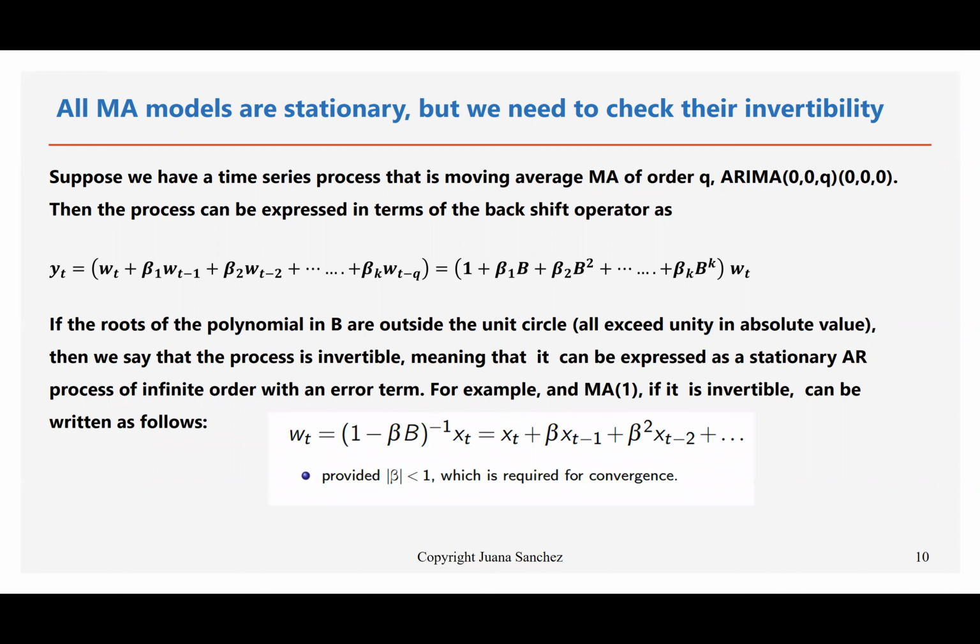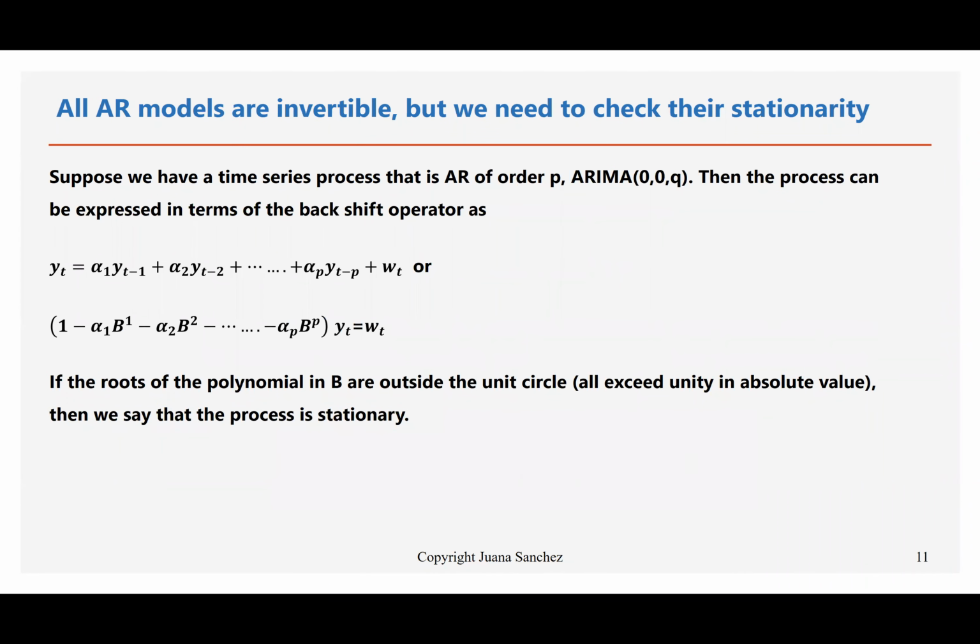So what we are trying to say when we are saying that the model is invertible, for example, if it was an MA(1), is that it can be written as an infinite series, as an AR model of infinite number of terms. This will go on forever and forever. And that would require that in the MA(1), the parameter beta in absolute value is less than 1, could be negative or positive, okay? So let's go now to the AR models.